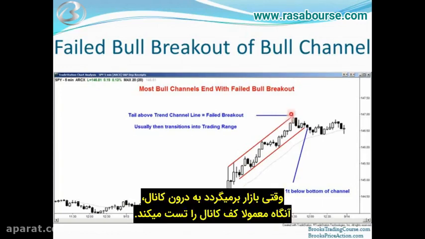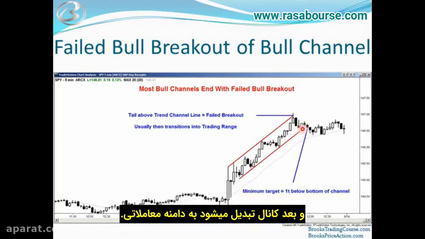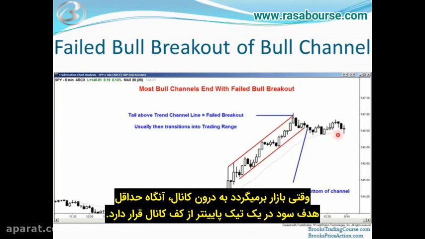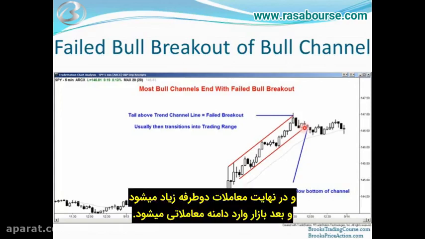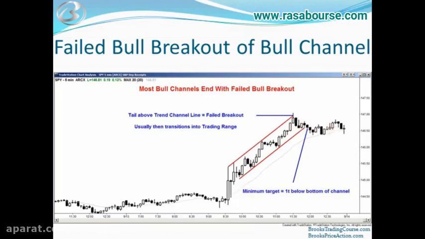Once the market reverses back into the channel, it usually tests the bottom of the channel, and then eventually the channel evolves into a trading range. The minimum target when the market reverses back into the channel is one tick below the bottom of the channel. That's not the maximum target, that's the minimum. And eventually the channel becomes increasingly two-sided, and the market turns into a trading range.